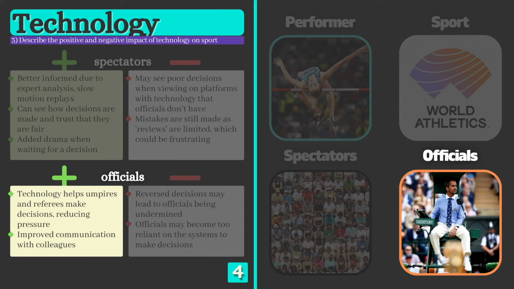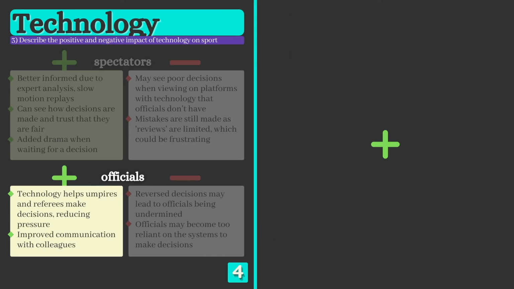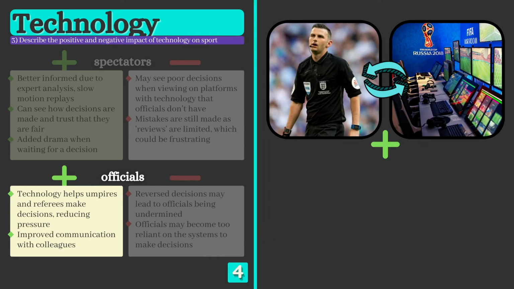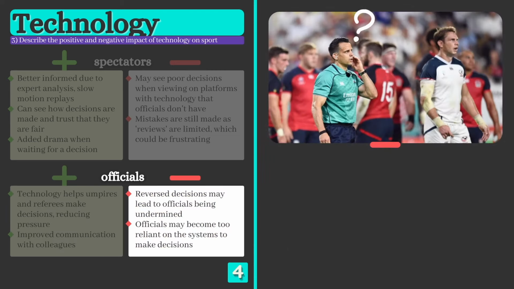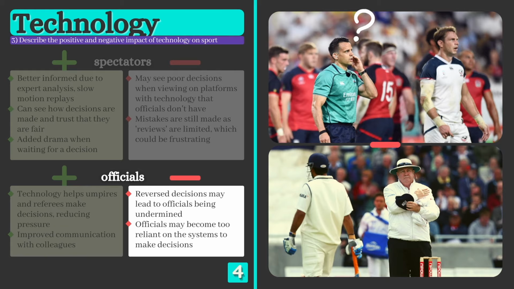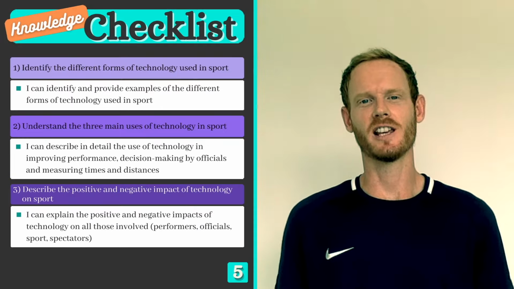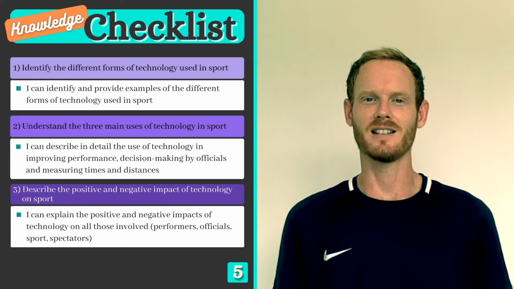Finally, officials have also benefited from technology, as it helps them to communicate more easily with their colleagues and make correct decisions. This of course reduces unwanted pressure from players and fans, who now know that the technology has the final say. Unfortunately, however, referees may become too reliant on these systems to make decisions, while reverse decisions may lead to officials being undermined.